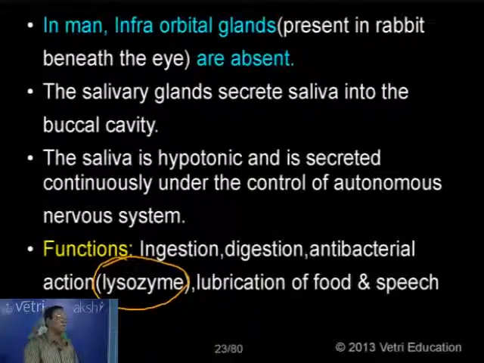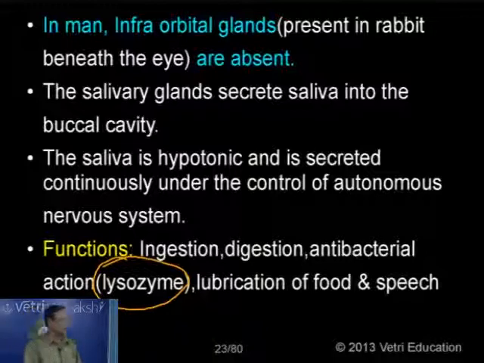Lysozyme digests the cell wall of bacteria. If the cell wall of the bacteria has been broken, the bacteria is damaged or destroyed and unable to proceed with further activity. That is done by lysozyme, so it forms the first line of defense.